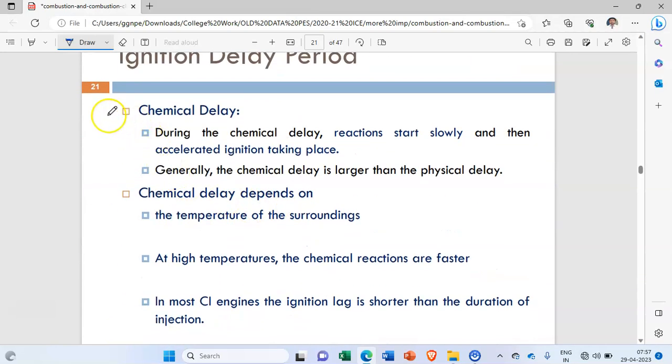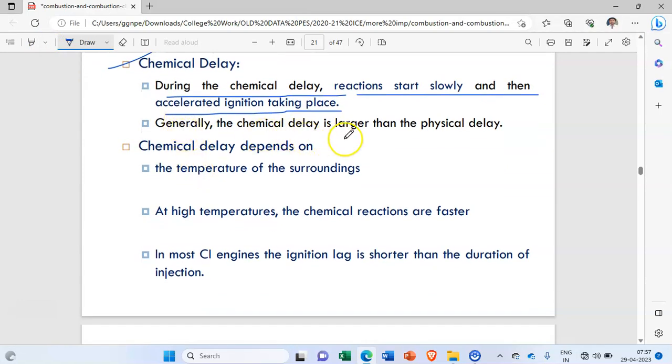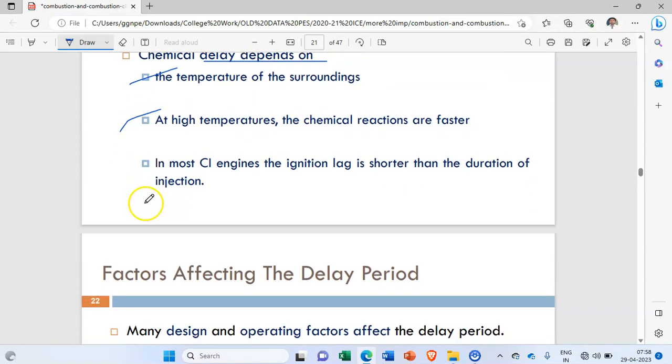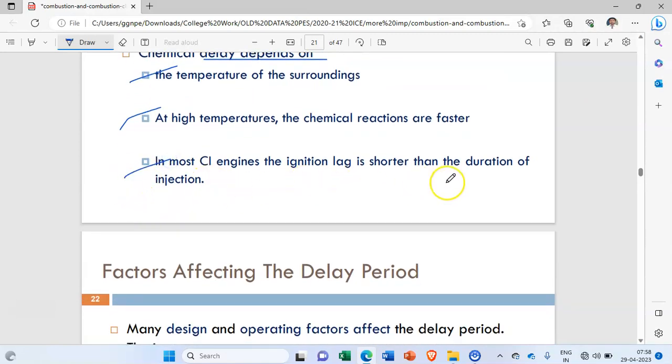Now what is the chemical delay here? During the chemical delay, the reaction starts slowly and then accelerated ignition takes place. Generally the chemical delay is larger than the physical delay. Now this chemical delay depends upon what? The temperature of the surroundings. At high temperature the chemical reactions are faster. In most cases the ignition lag is shorter than the duration of the injection.